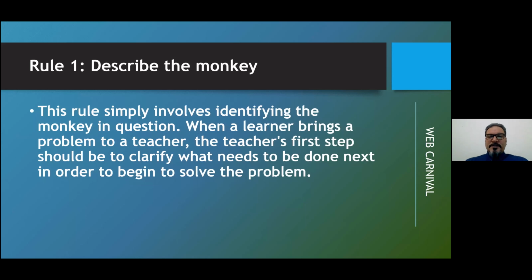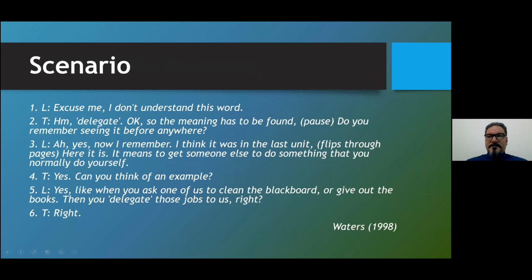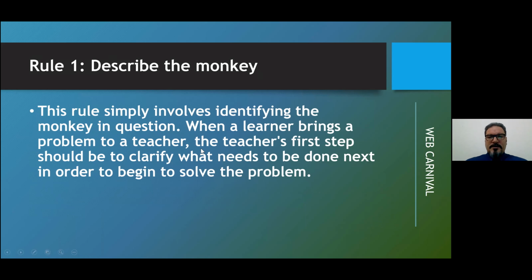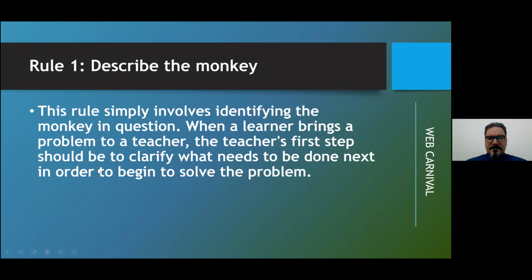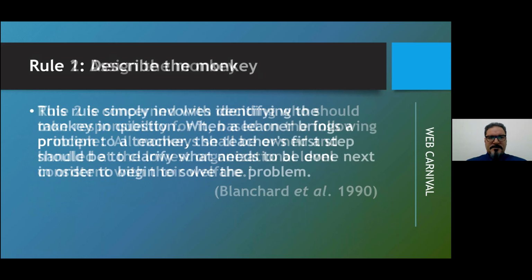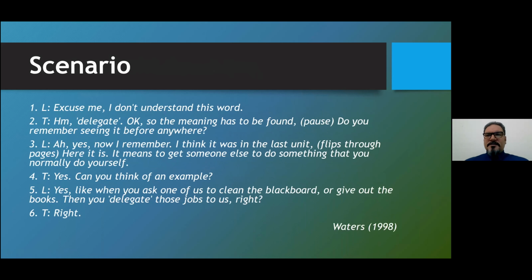When a learner brings a problem to a teacher, the teacher's first step should be to clarify what needs to be done next in order to begin to solve the problem. So would you please tell me which part of this scenario is dealing with this rule, describing the monkey? Look at it and tell me, what's happening here? Which part of this scenario is dealing with describing the monkey?